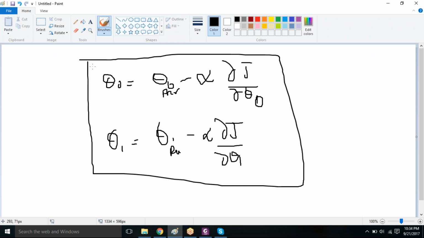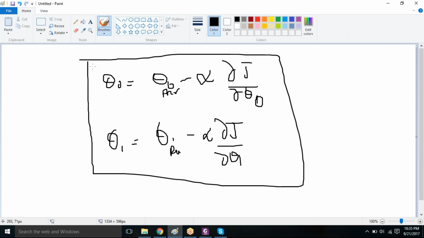Now can you tell me the whole algorithm once again? Start from a random position. Calculate the cost function, where it is. And then update your theta naught and theta 1 in the negative gradient direction like this.